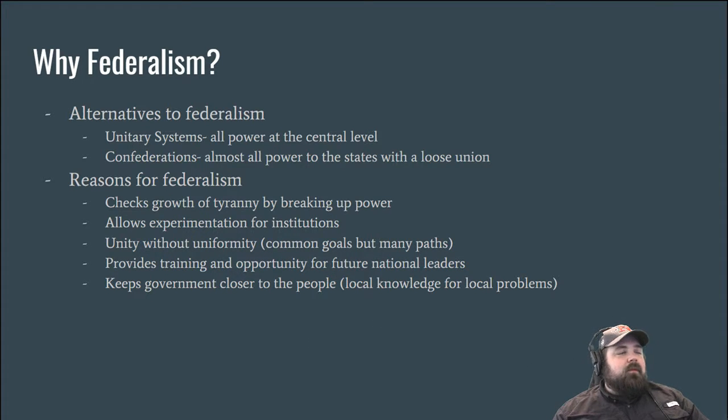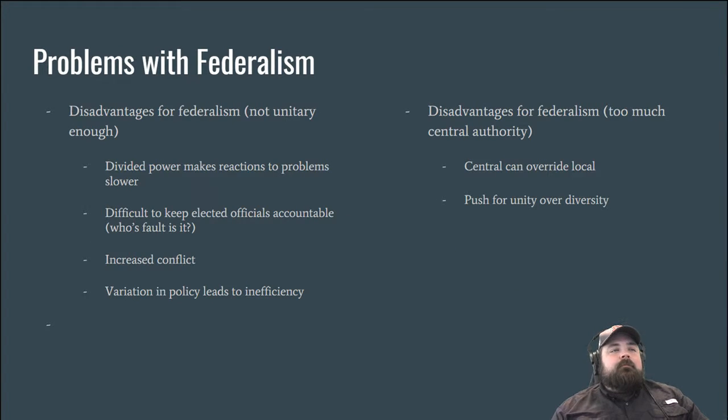So, now that we've answered why federalism, let's look at some of the problems, right? Federalism itself is not necessarily the perfect system, right? Any sort of system that we look at has benefits and drawbacks, and federalism is the same as all of those. There's really two particular areas where federalism has problems. The first is that federalism, right, has disadvantages because it's not unitary enough. Right? These are some of the major problems that we see because federalism actually divides power up too much.